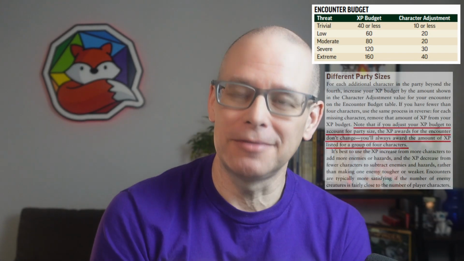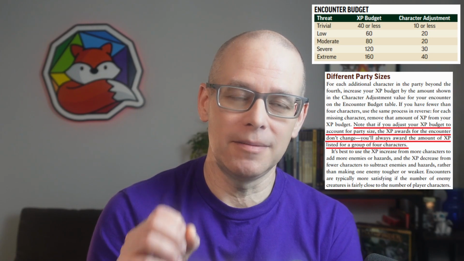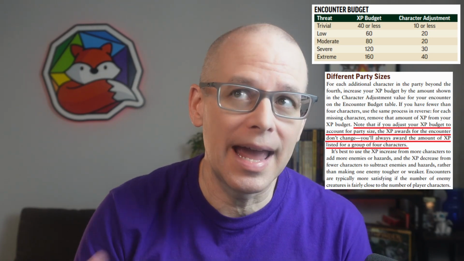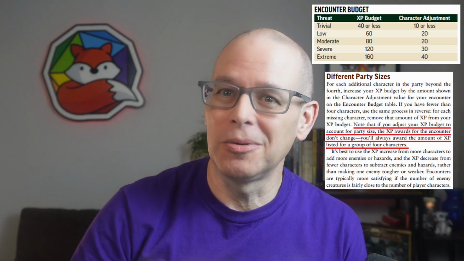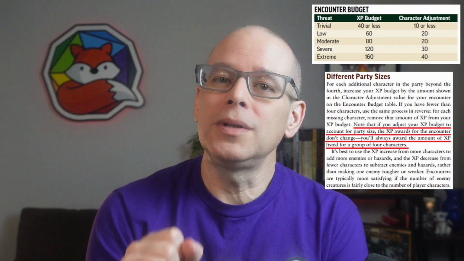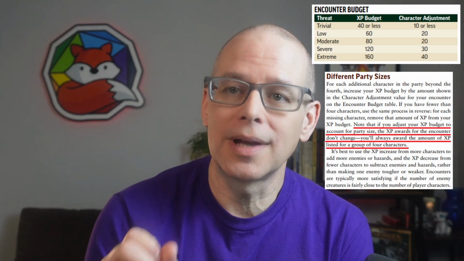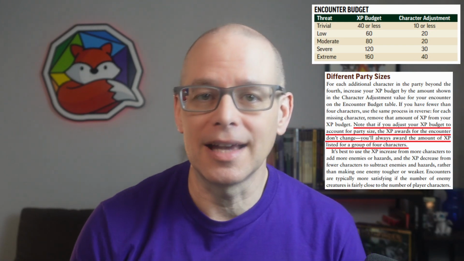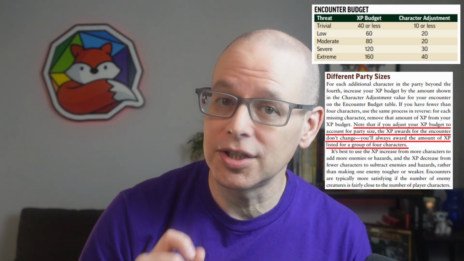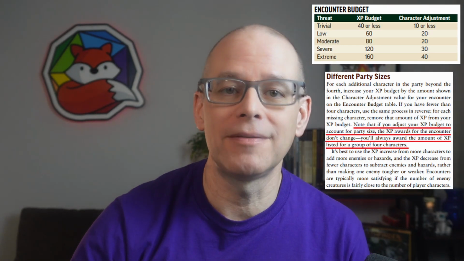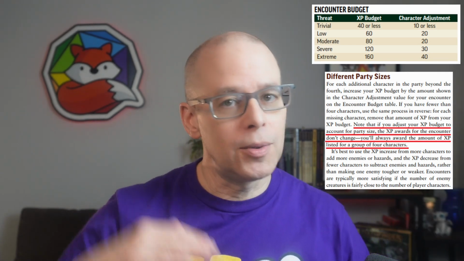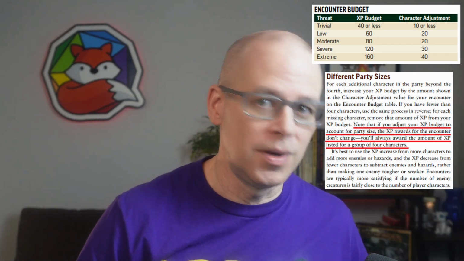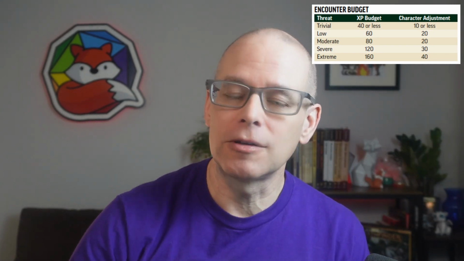Now, one thing to note, and I'm going to read this directly from the book here simply because it is pretty important. And it's something that in truth, I didn't know immediately. And it took actually rereading everything a few months ago in order to really get it in my head. Note that if you are adjusting your XP budget to account for party size, the XP awards for the encounter do not change. You will always award the amount of XP listed for a group of 4 characters. So if you have 3, or if you have 5 or 7 or 2, the amount of XP is still going to remain the same.